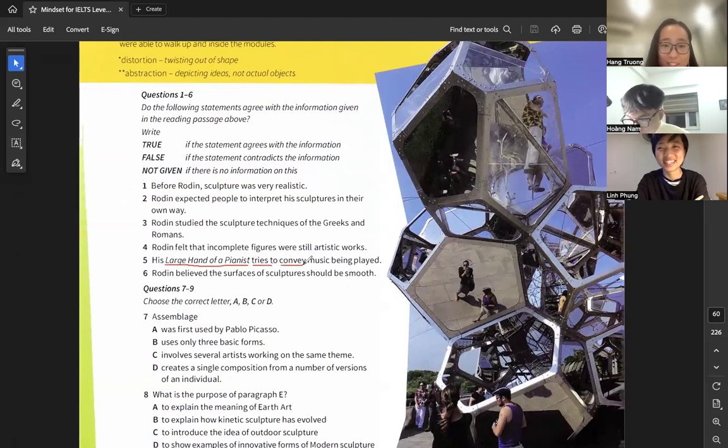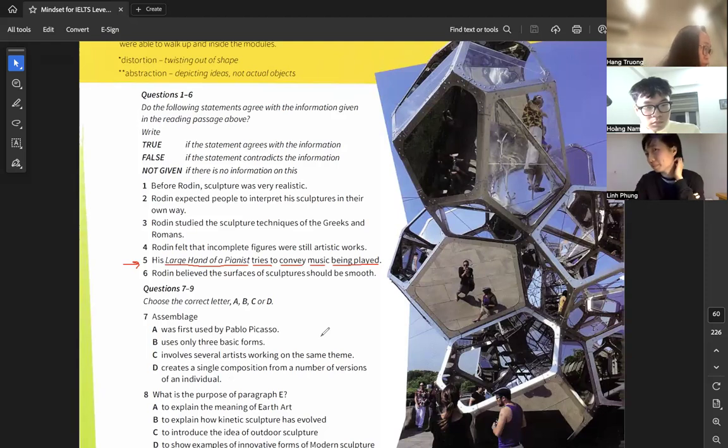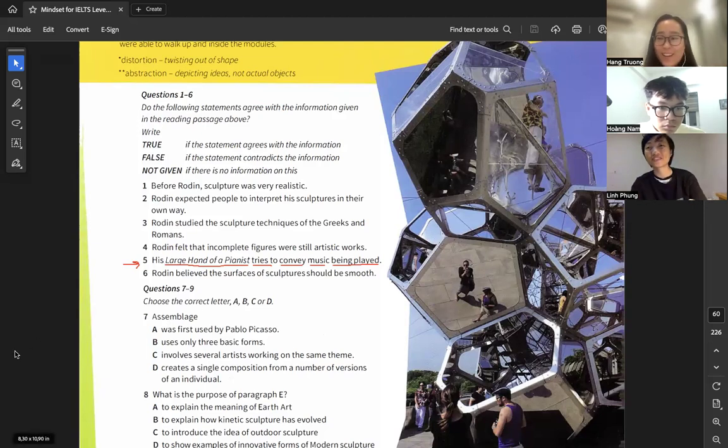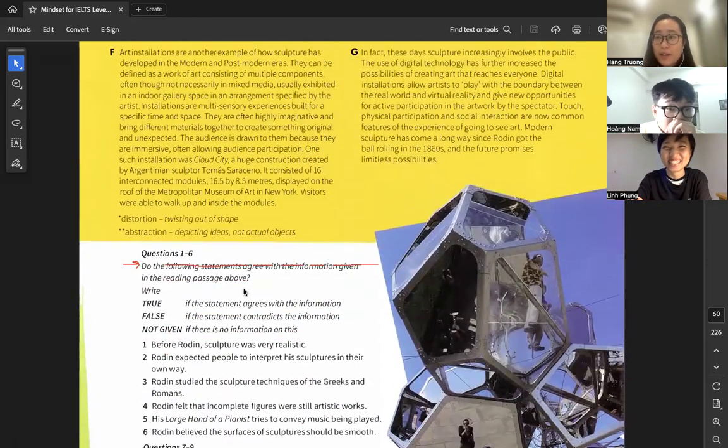Everything, right? Tries to convey music being played. Okay, so this one talks about a very particular work of his. And Chị Linh thinks that it is not given. Khoa thinks that it is true. Yeah, but this time I know that's my fault because I was too careful. You thought you were overthinking, right? You thought about it too much.